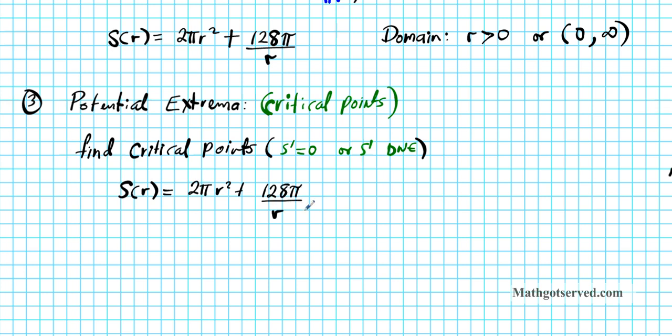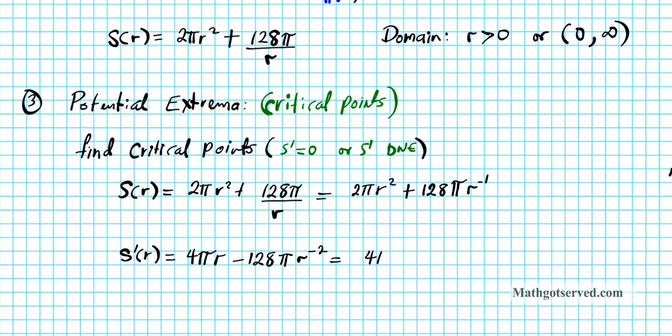All right, let's differentiate. We can rewrite this for differentiation, so this will be 2 pi r squared plus 128 pi times r to the negative 1. Okay, so we can use the power rule here as opposed to the quotient rule. All right, so s prime, first derivative, s prime of r is equal to 4 pi r, applying the power rule here, minus 128 pi, and then you decrease this degree by 1 by the power rule, negative 2. So that equals 4 pi r minus 128 pi over r squared. All right, so that's your derivative.